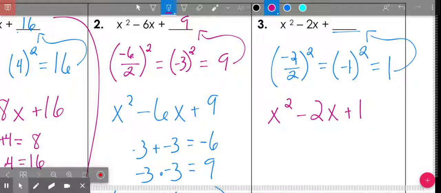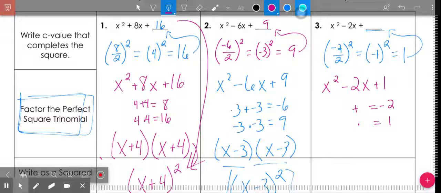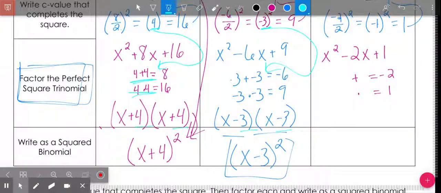So now we need to factor it. So it's going to add to give me a negative 2, but when I multiply to give me a positive 1. Guys, I want you to notice something, that when we look for these numbers, we actually already know what that number is. It's always going to be that b value divided by 2. So 8 divided by 2 gave me 4, and guess what? Those were the 4s I was looking for. Negative 6 divided by 2 gave me negative 3. Notice the negative 3 were the numbers I was looking for.